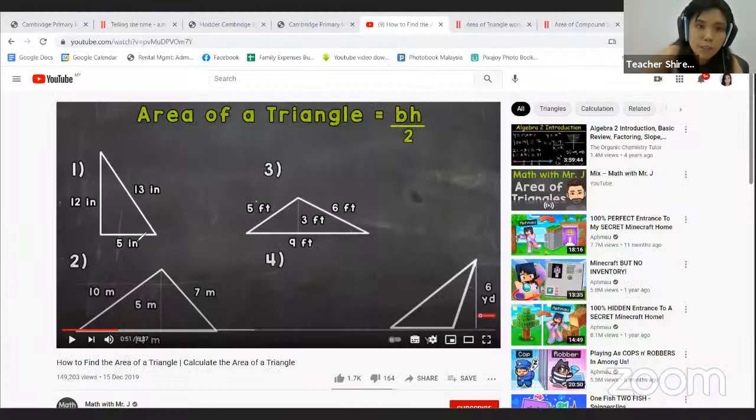Let me pull up my annotate first. So how do you know all this? First of all, you must make sure it's a right angle triangle, which means it's an L shape. When it's an L shape, these are the two numbers that you multiply together.